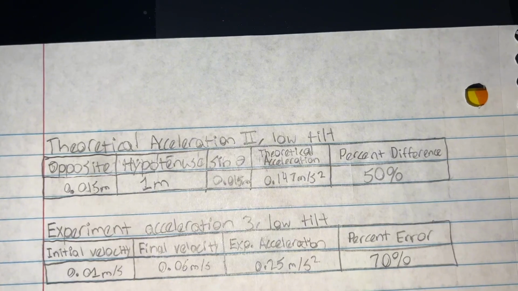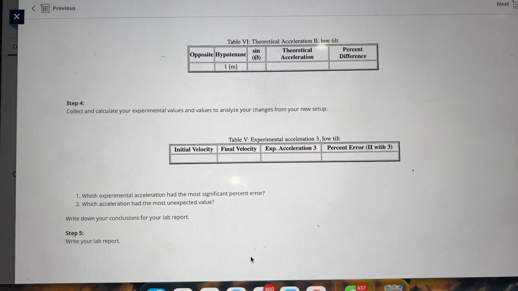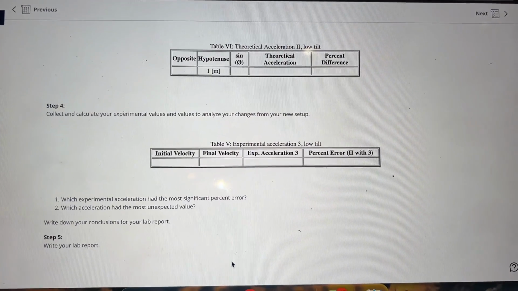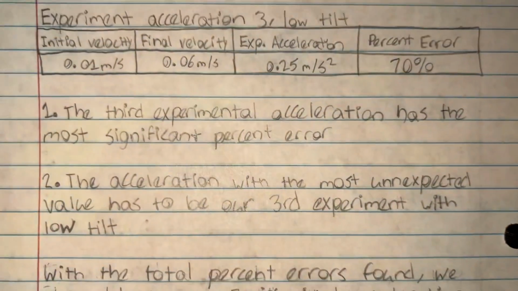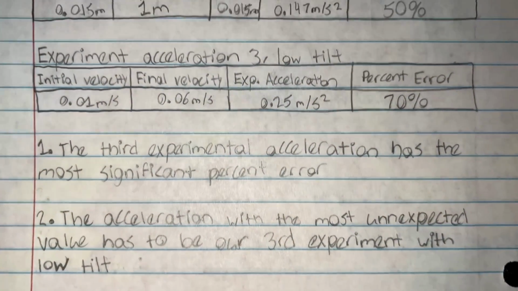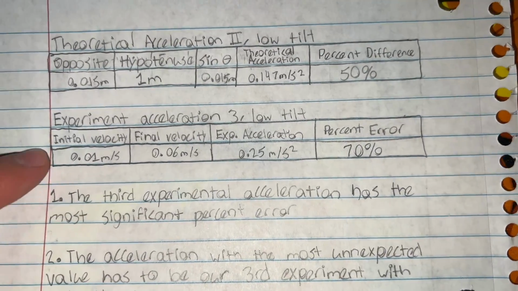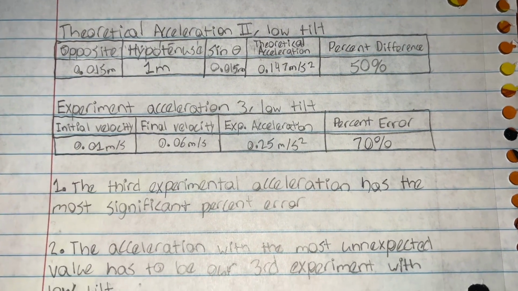Anywho, we're also asked these two questions right here. Which experimental acceleration has the most significant percent error, and which acceleration had the most unexpected value? So here we put that our third experimental acceleration, which was the one we just determined right here, had the most significant percent error in all three of our experiments.